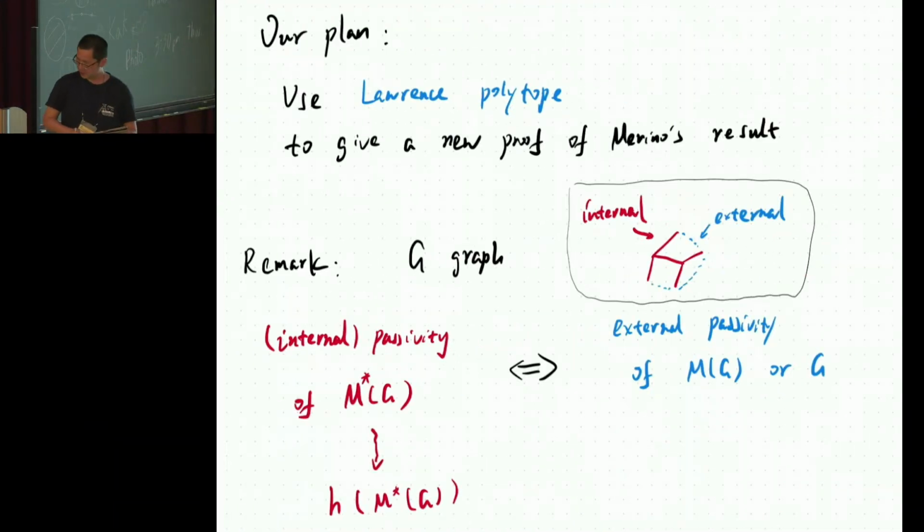Okay, I have about 8 minutes to go. So our plan is to use Lorentz polytope to give a new proof of Marino's result. Here I want to give a remark. I'm changing the terminologies here.